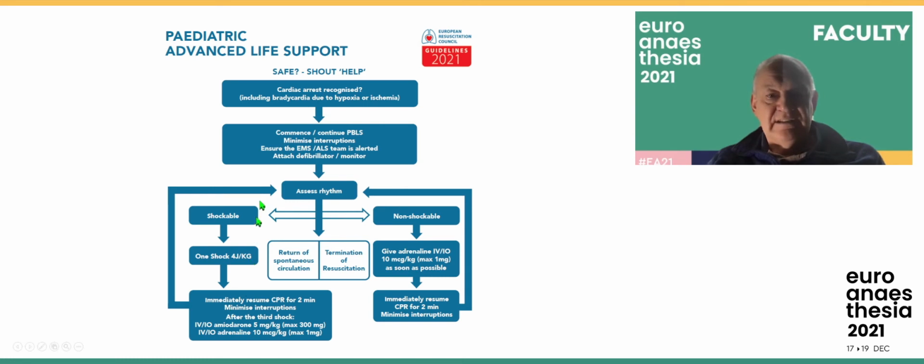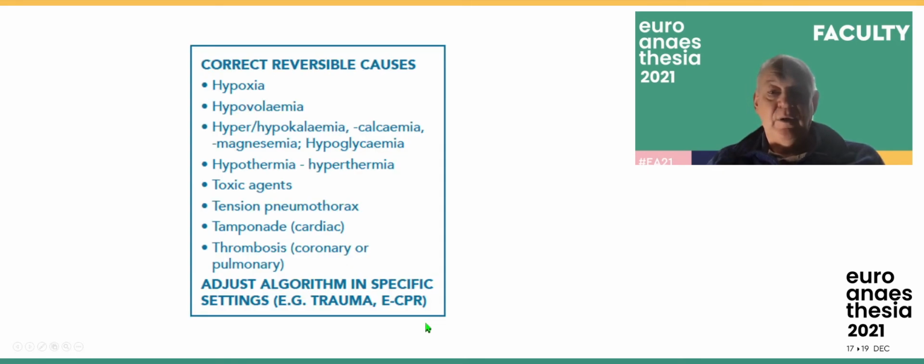So again, going along the shockable route here, we can see, assess the rhythm, deliver 1 shock, 4 joules per kilo, and then resume CPR for 2 minutes. And then intervening, you can see here after the 3rd shock, amiodarone, either IV or IO, and adrenaline. On the other arm, we've got non-shockable, which is more common. Give adrenaline as a first line as soon as possible, and then resume CPR for 2 minutes, again with minimal interruptions. And we all know about the 4 H's and the 4 T's. These are very important to look for.